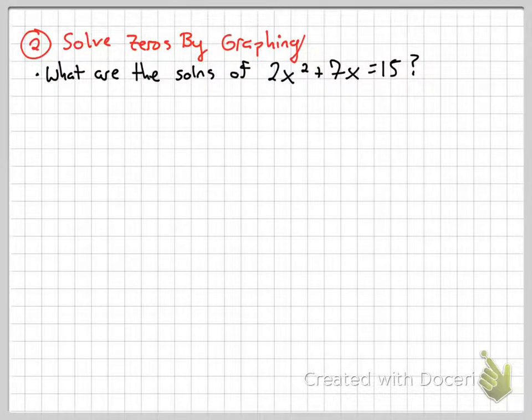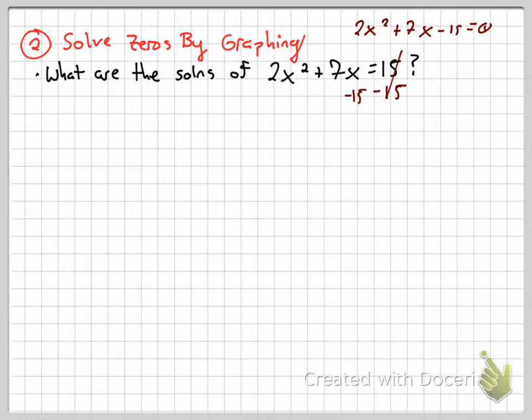The other way I could find zeros is by looking at a picture or a visual, by graphing. Here, I have the equation 2x squared plus 7x equals 15, and I want to find the solutions of it. So in this one, before I solve anything, I'm going to have to manipulate this equation a little bit. Again, if I want to solve and find zeros, I need to have the whole equation equal to 0. So how I'm going to do that is I'm going to move this 15 over by subtracting it on both sides. So I'll be left with 2x squared plus 7x minus 15 equals 0.